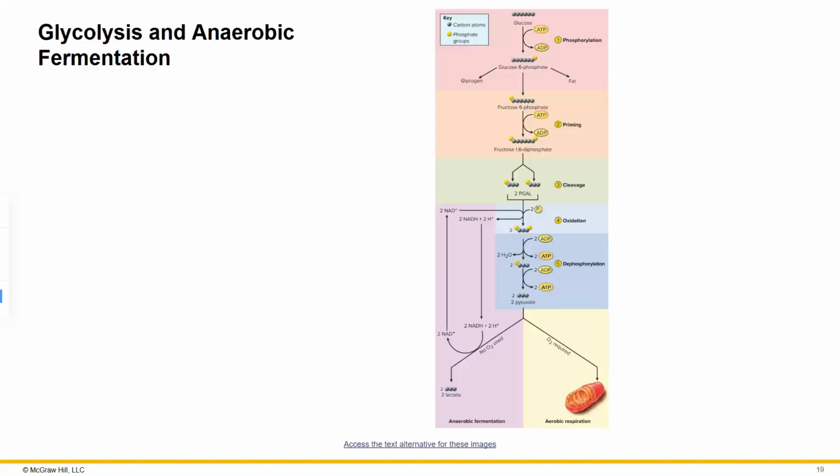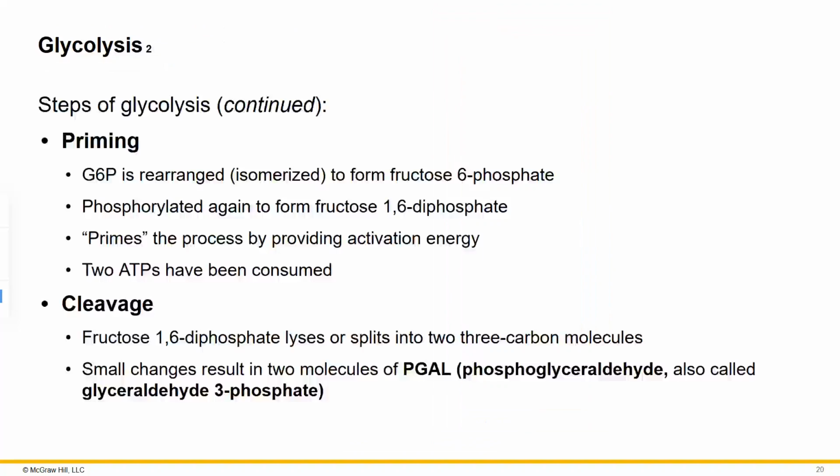So here's all of those steps laid out in order. You can take a moment to pause and review the diagram, and you can also look up the animations that I've posted to watch videos of the process. Then we have priming. G6P is rearranged to form fructose 6-phosphate, phosphorylated to form fructose 1,6-diphosphate, which primes the process by providing activation energy, and 2 ATPs have been consumed. Cleavage: fructose 1,6-diphosphate lyses, or splits, into 3-carbon molecules. Small changes result in 2 molecules of phosphoglyceraldehyde, or PGAL, also called glyceraldehyde 3-phosphate.